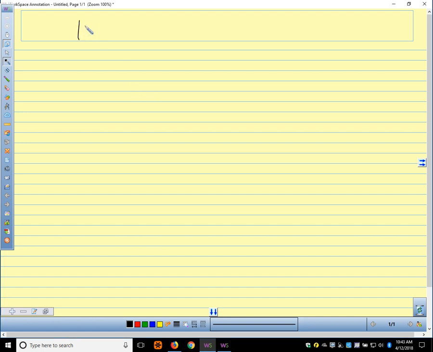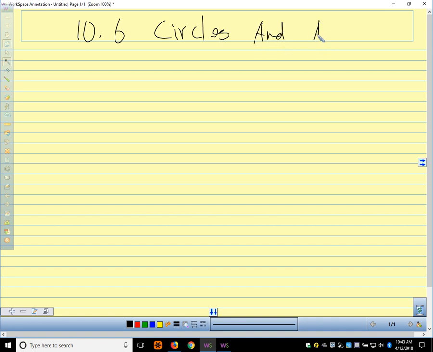All right, so this is section 10.6. So I want to start by telling us the definition of a circle. We're going to go into a lot more detail with circles in chapter 12, but I want to start with this just so it's in the back of our head.